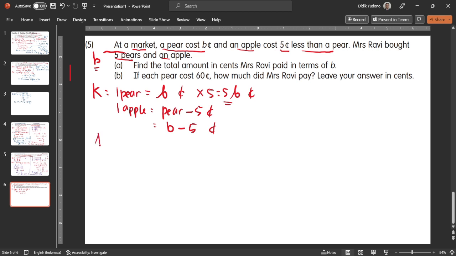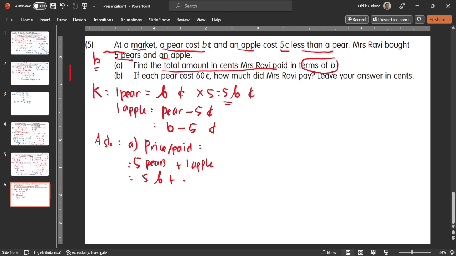Next, (a), what is asked? Find the total amount of cents Mrs. Rabbit paid in terms of B. The price paid in an algebraic expression, in B. So 5 pears plus 1 apple. 5 pears is 5B, plus 1 apple is B minus 5. Then 5B plus B equals 6B minus 5 cents. So this is the money Mrs. Rabbit paid.